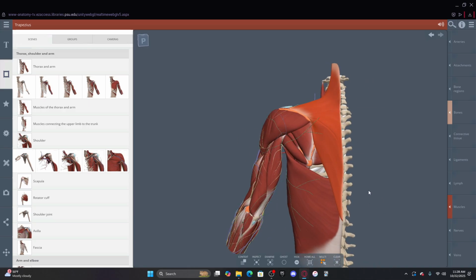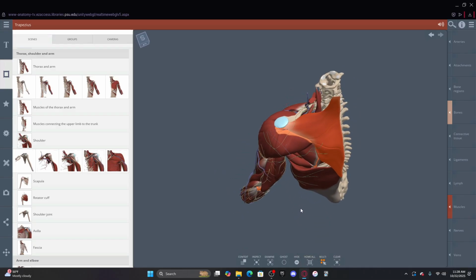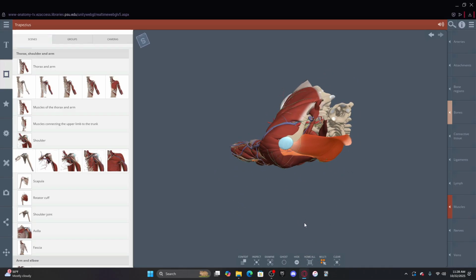But right, so it attaches from the vertebra and skull to the clavicle and the scapular spine, and it elevates, depresses, and retracts the scapula. It also has an attachment to the acromion process as well.